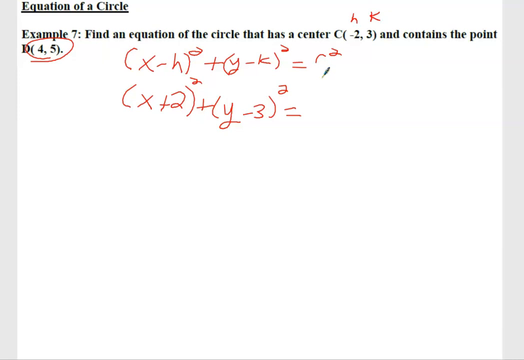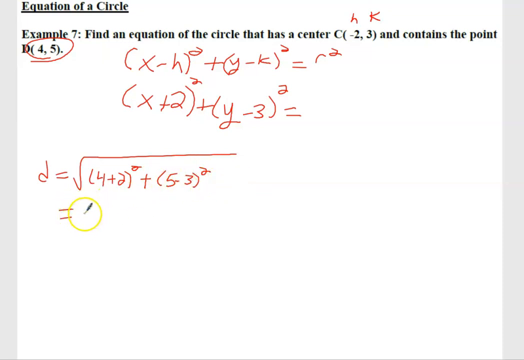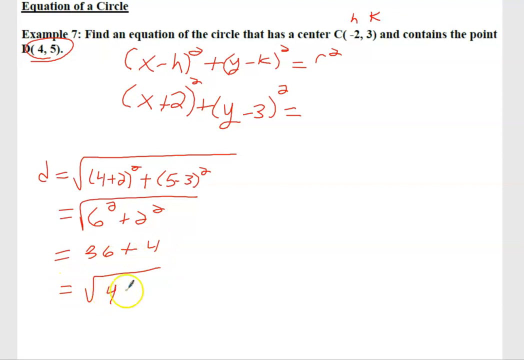radius is. Well, the radius is, again, the distance between the center and the outside. So what we're going to do is find the distance between the point that they give us, so 4 plus 2 squared plus 5 minus 3 squared. And we're going to simplify this, or solve it. So we're going to get 6 squared plus 2 squared, which is going to be 36 plus 4. So the radius is the square root of 40. So when I plug in, the square root of 40 squared is just going to be 40.